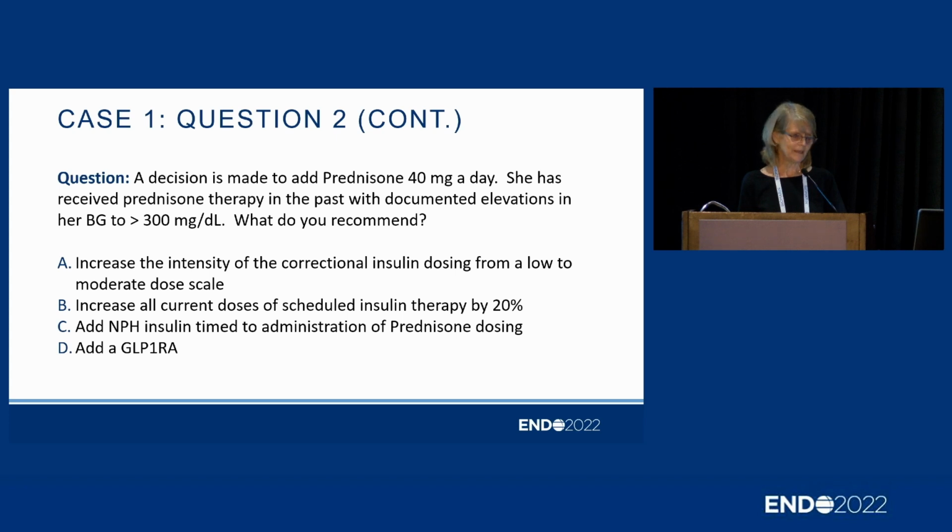So what do you recommend at this point? Do you increase the intensity of her correctional insulin dosing from a low to a moderate scale? Do you increase all current doses of scheduled insulin therapy by 20%? Do you add NPH to her current insulin regimen timed to the administration of prednisone? Or do you add a glucagon-like peptide 1 receptor agonist?